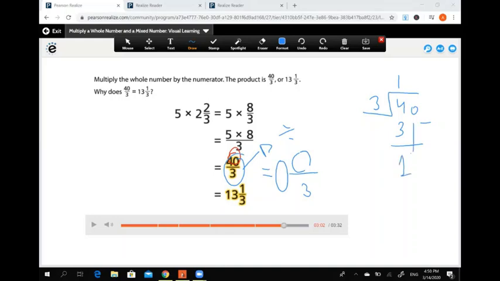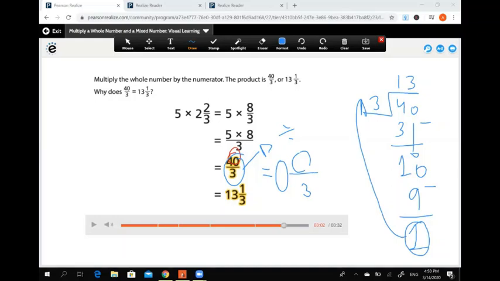And I will put down the 0. Then 3 times what gives me 10 or less? As we know, 3 times 3 equals 9. 10 minus 9 equals 1. Because the remainder is less than the divisor, I stop here.